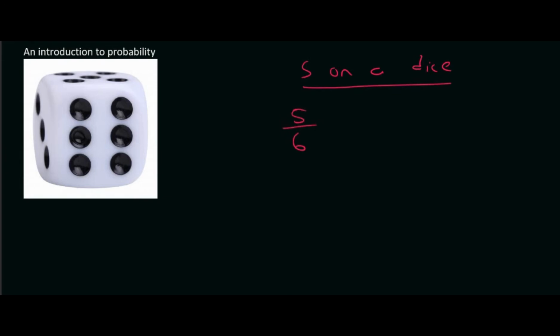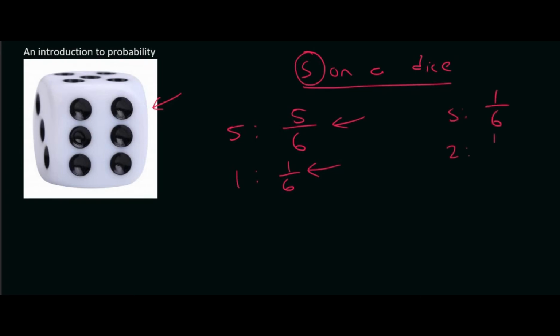So are you telling me that to roll a 5, you have a 5 out of 6 chance, but to roll a 1, you only have a 1 in 6 chance? So you're saying that it's easier to roll a 5 than to roll a 1. Well, on a dice, there's only 1 five out of a total of 6. So your chances of rolling a 5 is 1 out of 6.